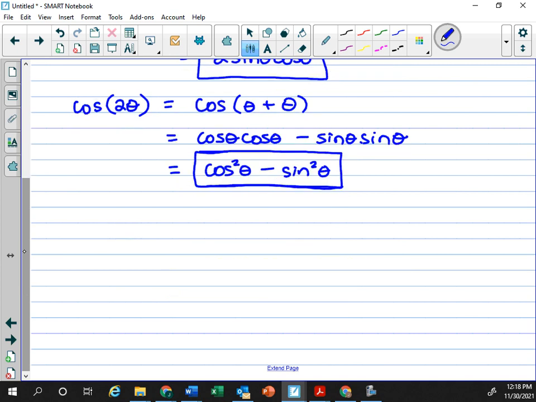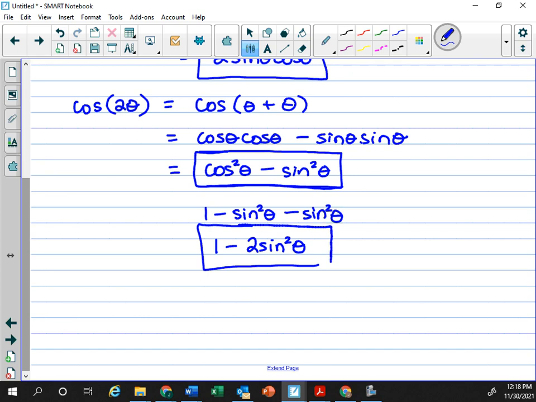Now, with that one, we could actually write that in a couple of different ways. Because it has the cosine squared and the sine squared in it, we could do some substitutions with Pythagorean identities. So, what could I replace cosine squared with? 1 minus sine squared, minus sine squared theta, right? You guys see what I'm doing? So another way you could write this one is 1 minus 2 sine squared theta. That's another cosine double angle identity.